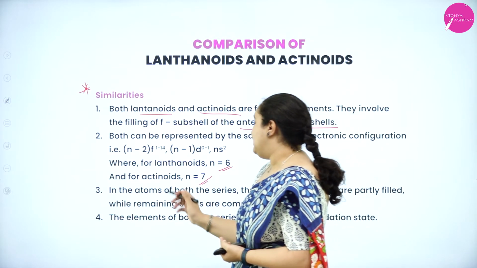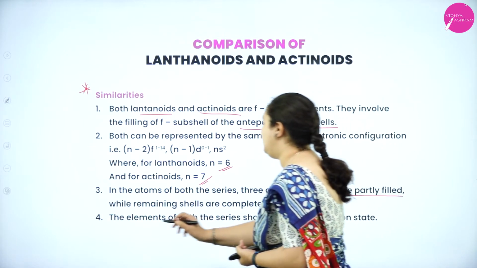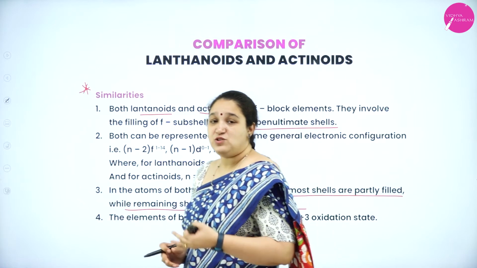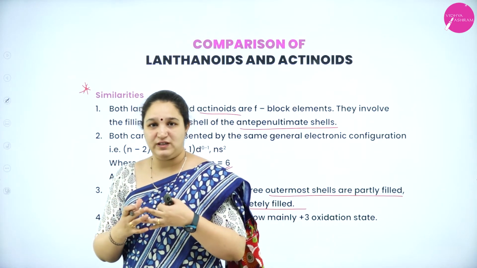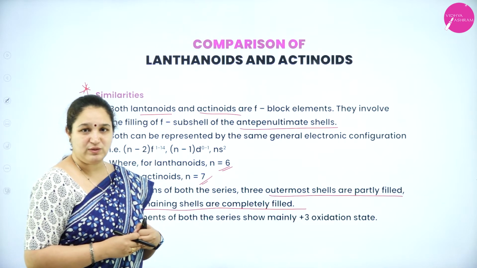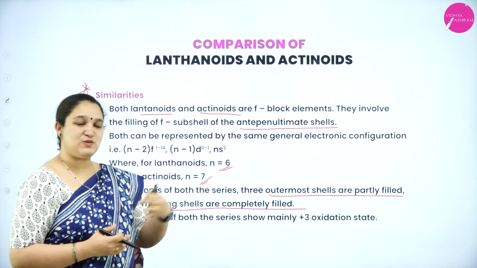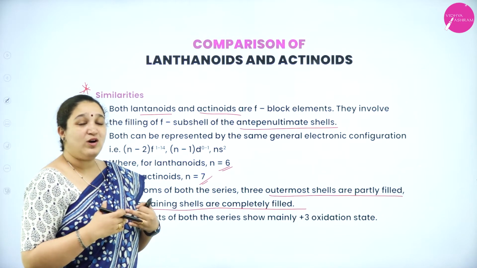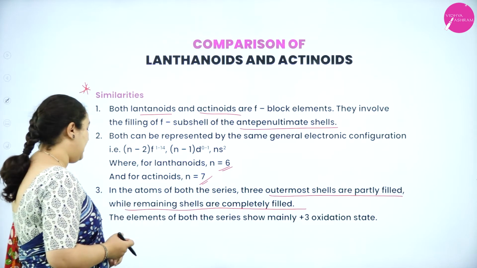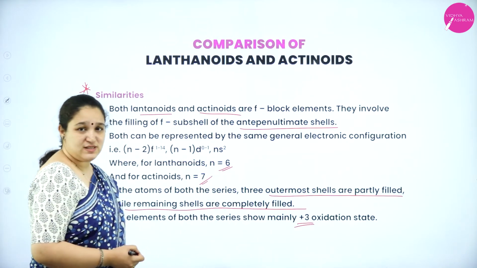Correct? Then in the atoms of both the series, the 3 outermost shells are partly filled while the remaining shells are completely filled. So there are 3 shells which are partially filled here, isn't it? The 6th is also not completely filled. The 5th shell also is not completely filled. The 4th shell has started filling up now. So there are 3 shells which are getting filled up, or partially filled, in both lanthanides as well as actinoids. The next similarity, the elements of both series show +3 oxidation state.